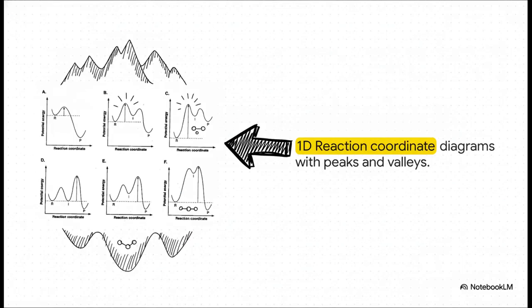So if we slice that 3D map down into a standard 2D graph, the transition states are those high mountain peaks, the absolute points of maximum energy. Meanwhile, our reactive intermediates act as temporary little resting stops right down in the shallow valleys between those peaks. Now, they don't stay there long at all, but they are actual, distinct molecular entities.